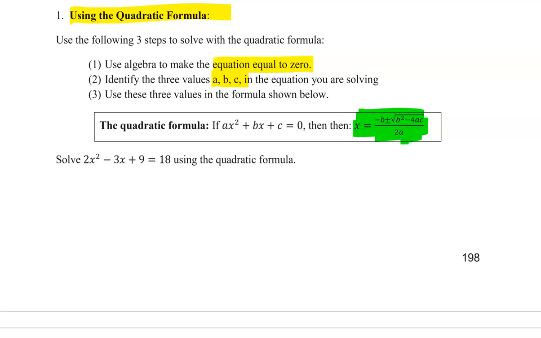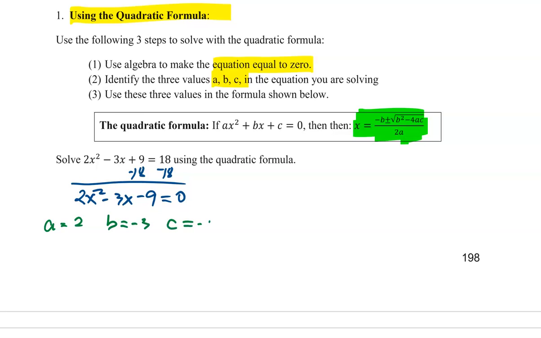Now let's try to solve the example 2x squared minus 3x plus 9 is equal to 18 using the quadratic formula. First step, make the equation equal to 0. So we need to subtract 18 both sides. 2x squared minus 3x plus 9 minus 18, which is negative 9, is equal to 0. Then identify a, b, and c. A is 2, b is negative 3, and c is negative 9.